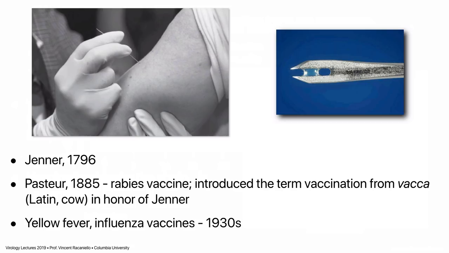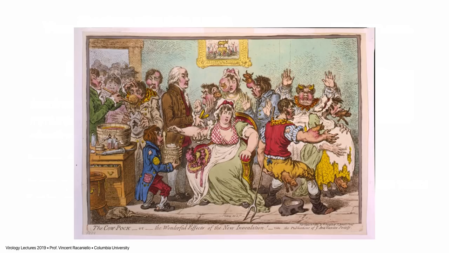The next vaccine developed was in 1885. Louis Pasteur made a rabies vaccine. He called it a vaccine in honor of Jenner because vaca means cow, which started the whole thing, the cowpox of Jenner. The next vaccine's not till the 1930s, so slow progress here. Yellow fever and influenza vaccines in the 1930s.